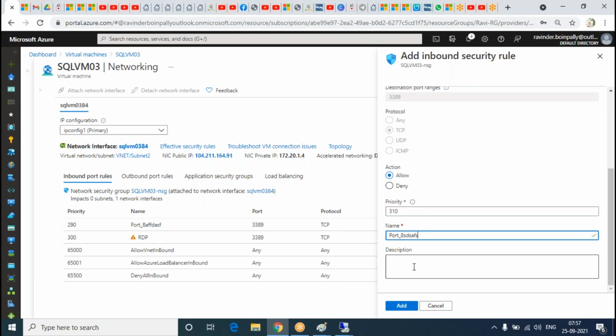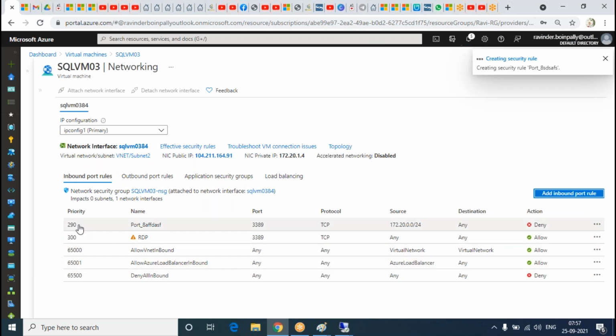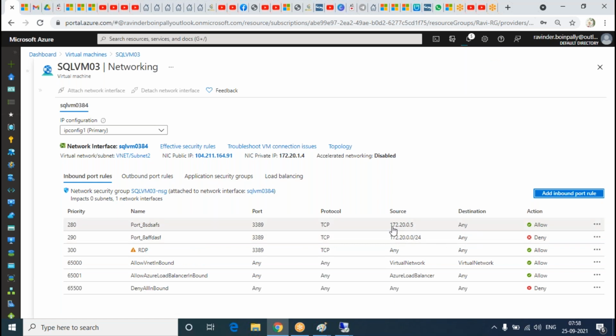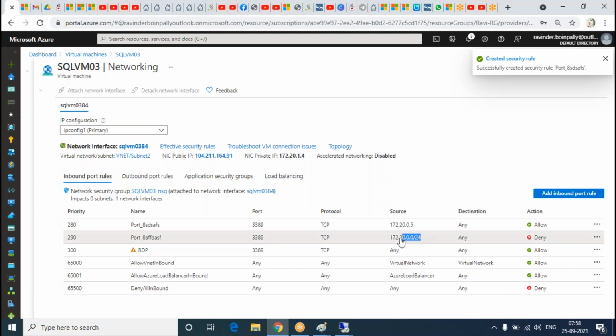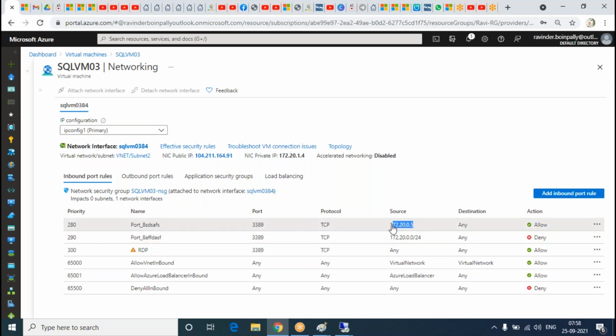Then 290, 289 something, 280 or 270. 280. Excellent. Very good if you understand that. It has to be 280. Why? Because if you go with the below 290, this still blocks it. Why? Because the first rule is blocking it. It has to be in the first only. Then only it can communicate. So the entire 250 machines are blocked, but one is opened.